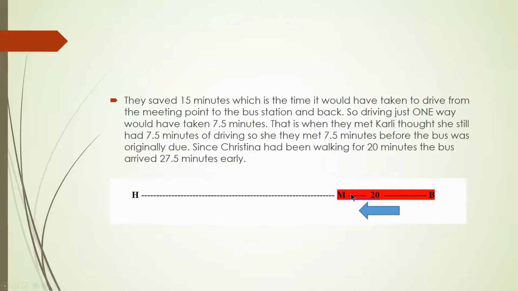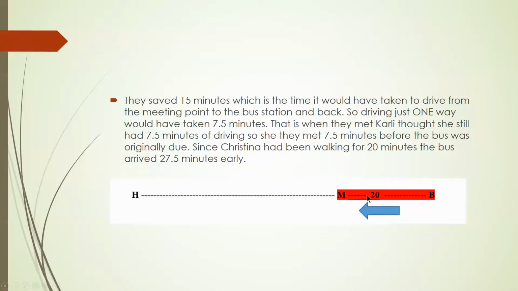That saved 15 minutes because they didn't have to drive from M to B, and they didn't have to drive back from B to M. That was why they got back early. That was the whole 15 minutes worth of time saved. Well, that means that each one of those directions going each way would have been 7.5 minutes.